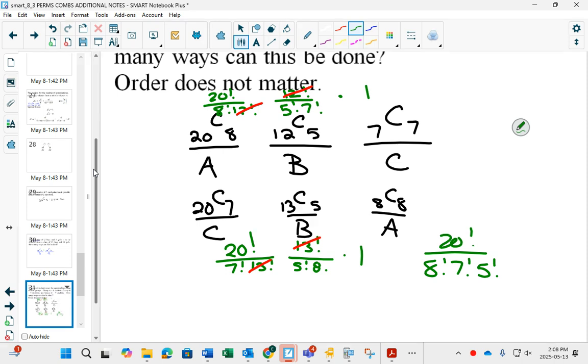In fact, it looks like a Mississippi question. And another way you could count this is you could take the students and line them up from shortest to tallest.